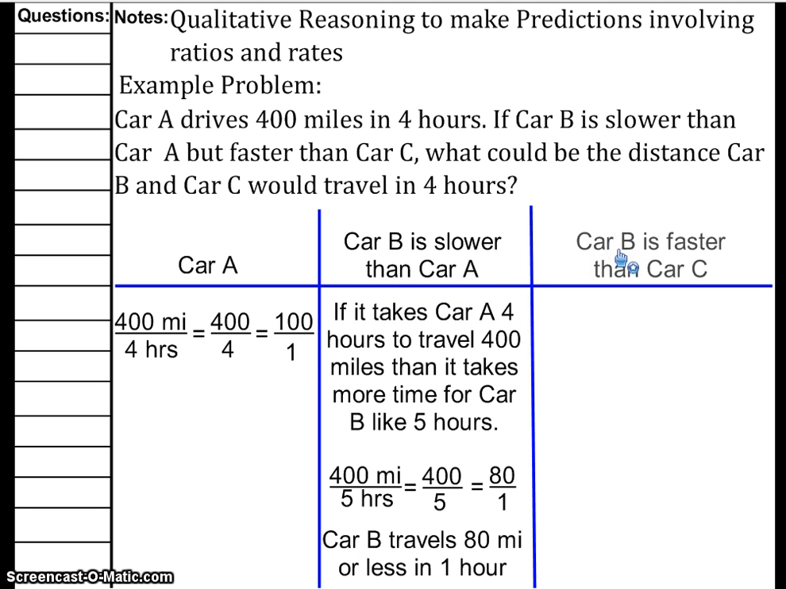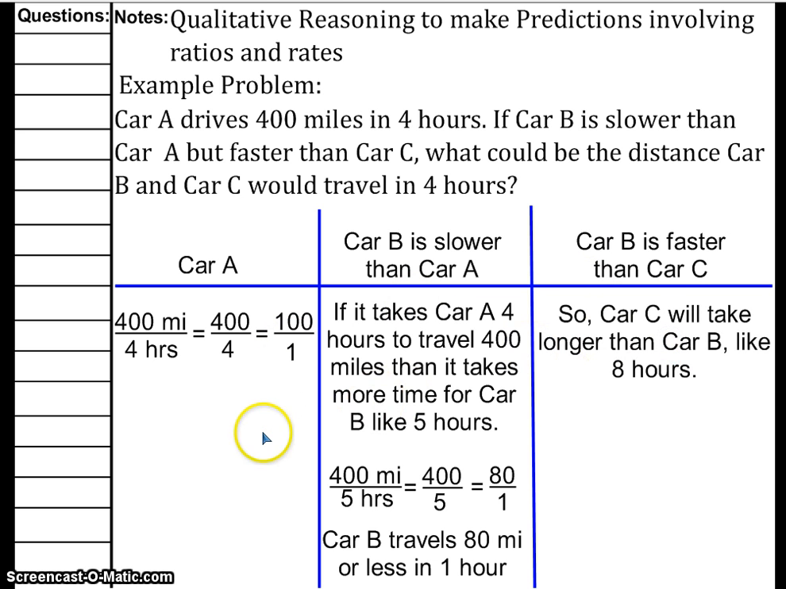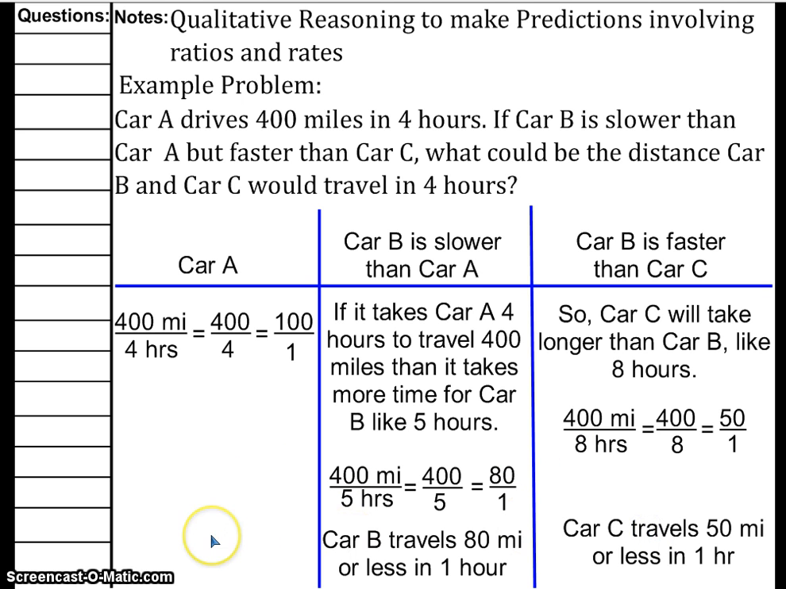And then the problem goes on to say car B is faster than car C. So car C will take longer than car B. So let's say it takes like 8 hours. So 400 miles in 8 hours simplifies to 50 miles in 1 hour. So car C travels 50 miles or less in 1 hour.